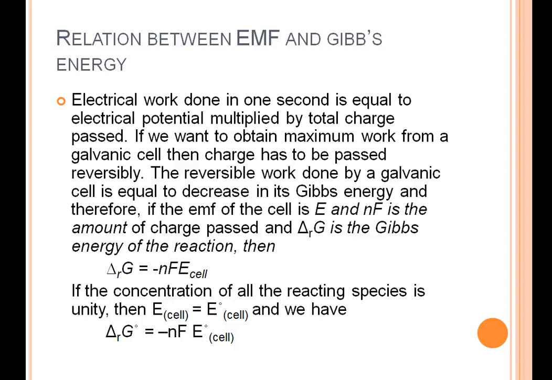Similarly, you can relate EMF with Gibbs energy also. For this, the relation is delta G will be equal to minus nFE, where n is the number of electrons lost or gained, F is again Faraday, 96500, and E is the EMF. If the concentration of all the reacting species is taken to be 1, then E changes to E naught, and we will have delta G naught equal to minus nFE naught.